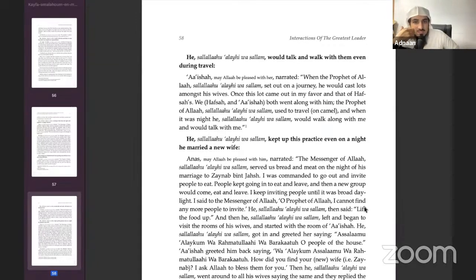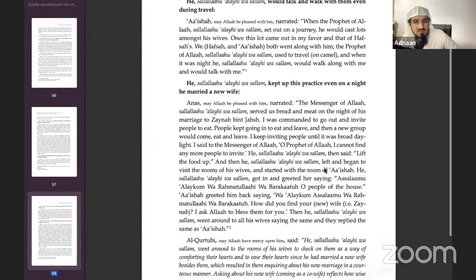Once this lot came out in my favor and that of Hafsa radiallahu anha, we both went along with him. The Prophet of Allah sallallahu alaihi wasallam used to travel on camel, and when it was night, he would walk along with me and would talk with me. He kept up this practice, even on a night he married a new wife.